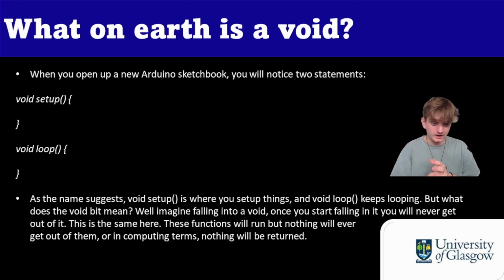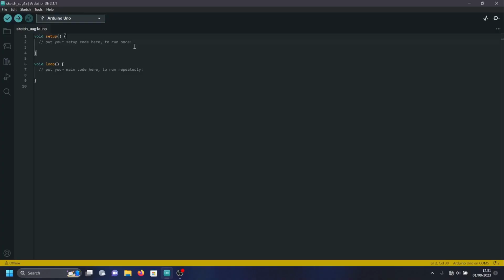Okay, so now we're going to do just a very basic example so you can see how very basic statements are put together in Arduino, C++ for Arduino. So first things first, here is just a new sketch. This is what you'll see when you open up a sketch.